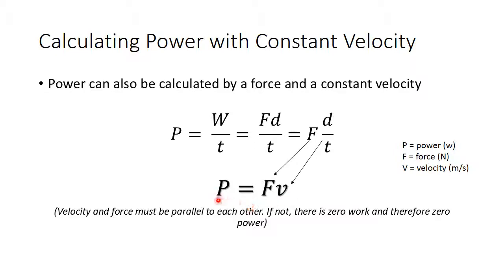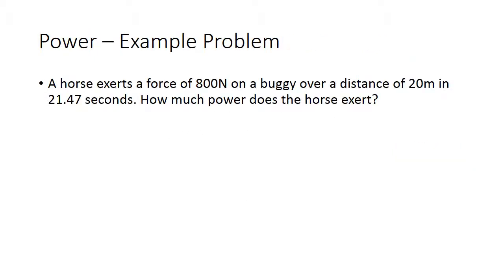So you can also say power equals force times velocity. Now this velocity and the force must be parallel to each other. If they are not parallel to each other, there will be no work done, and therefore no power. Let's try an example problem to calculate the power. A horse exerts a force of 800 newtons on a buggy over a distance of 20 meters in 21.47 seconds. How much power does the horse exert? I will let you try this problem.